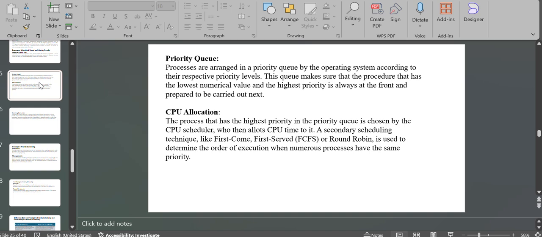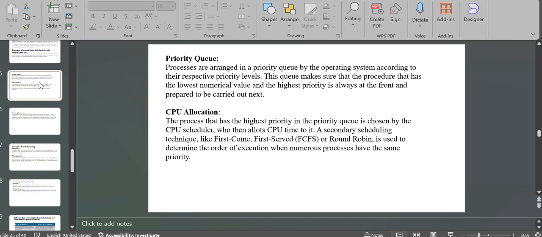Priority queue. Processes are arranged in a priority queue by the operating system according to their respective priority level. This queue makes sure that the process that has the lowest numerical value and the highest priority is always at the front and prepared to be carried out next.